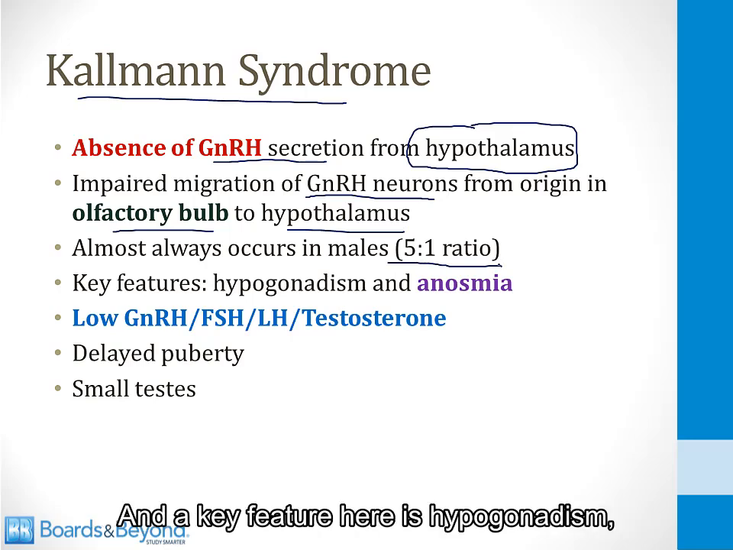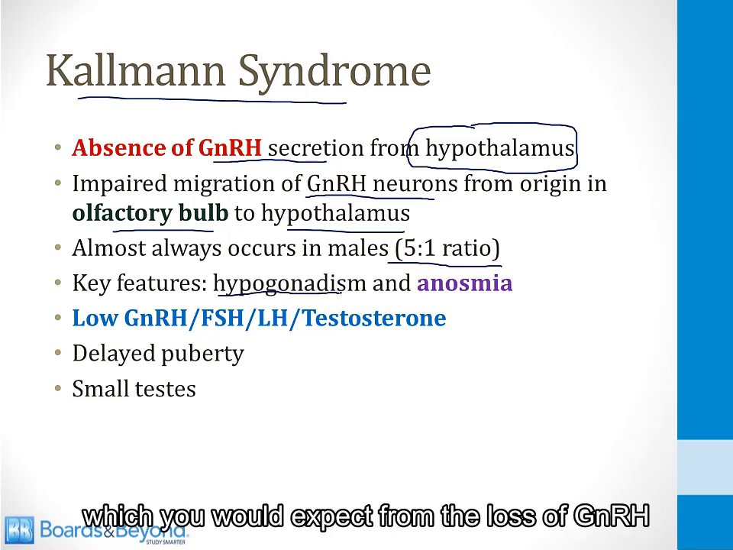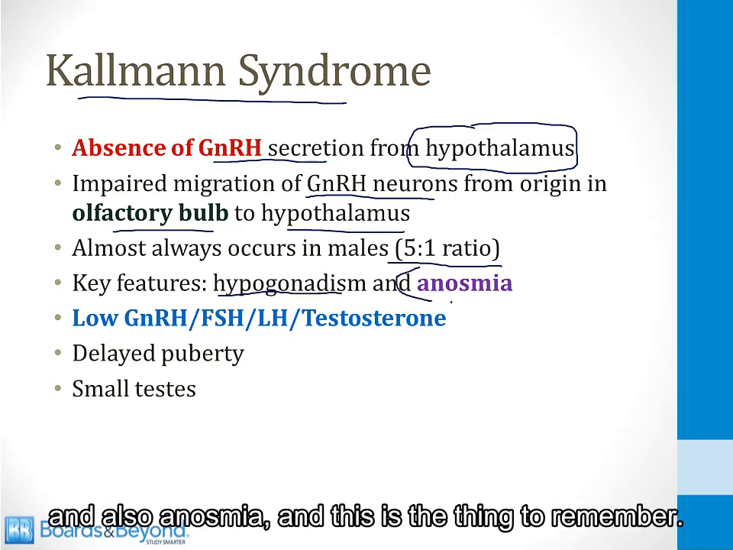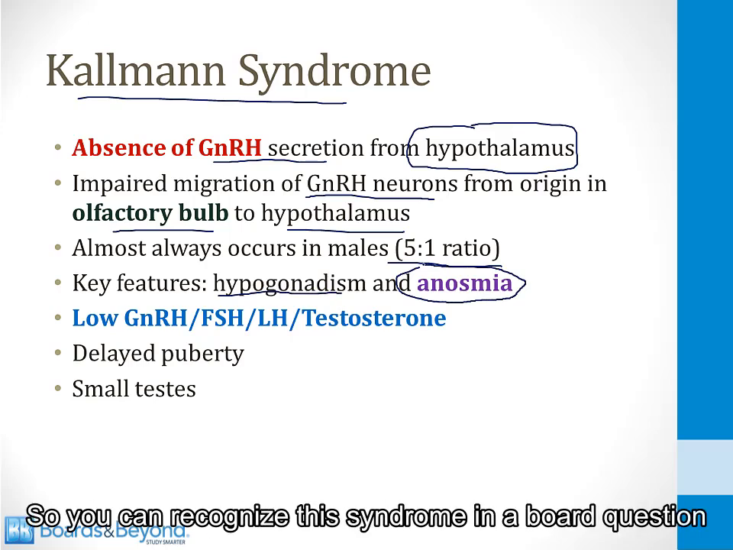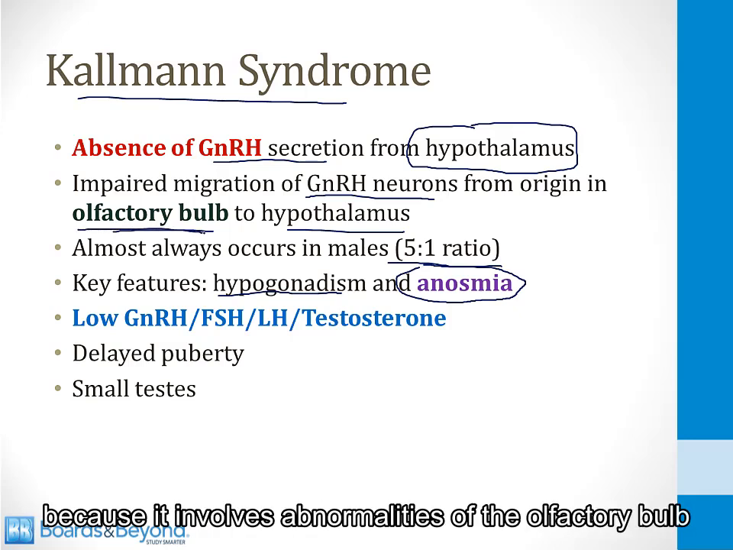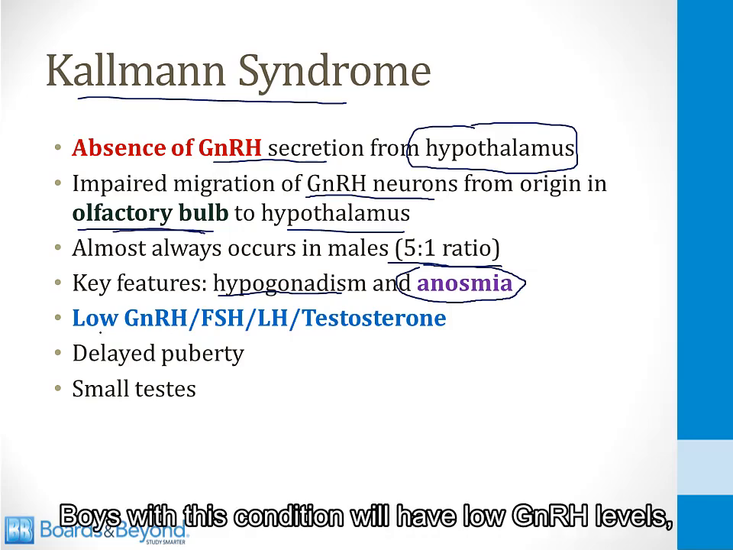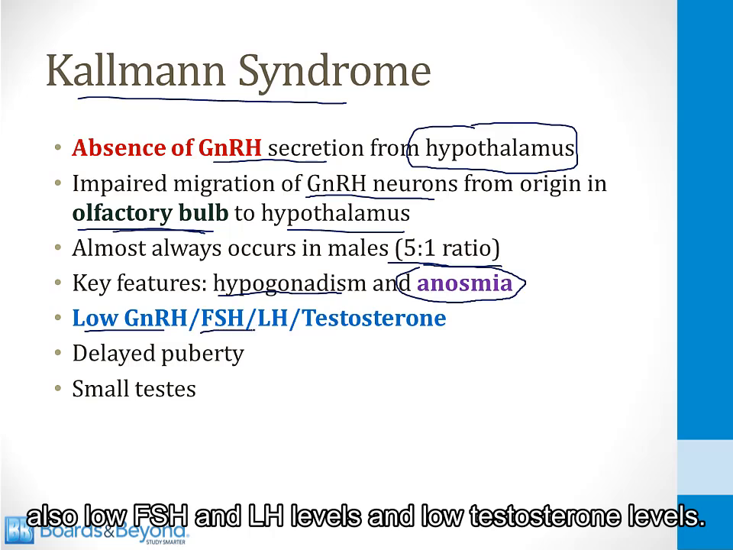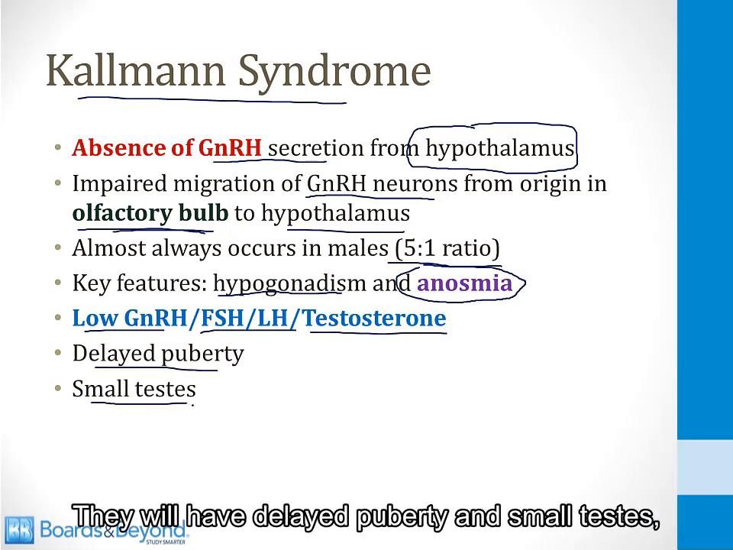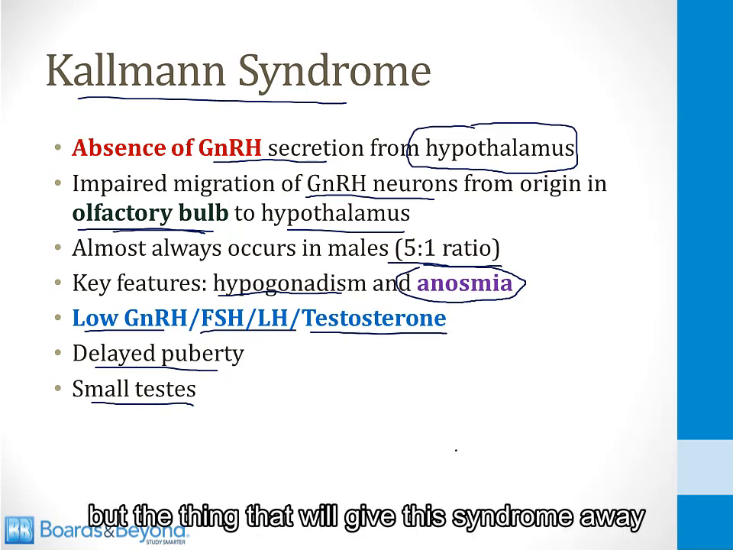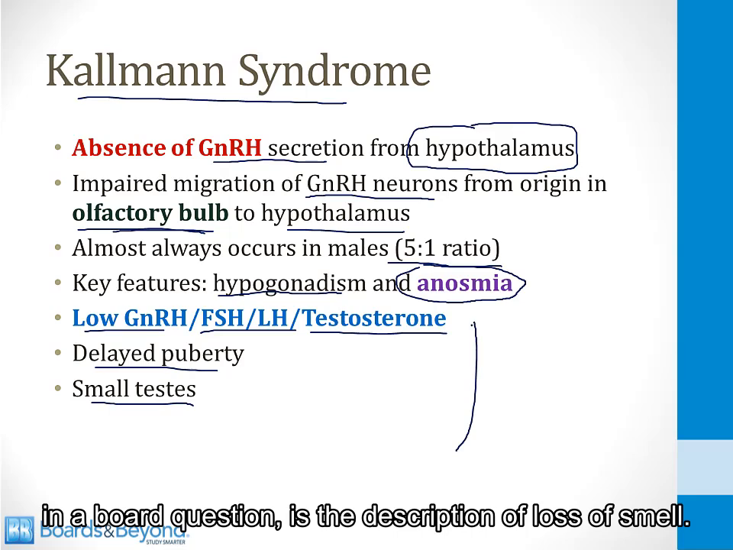A key feature here is hypogonadism, which you would expect from the loss of GnRH, and also anosmia. And this is the thing to remember so you can recognize this syndrome in a board question. Because it involves abnormalities of the olfactory bulb, these people often cannot smell. Boys with this condition will have low GnRH levels, also low FSH and LH levels, and low testosterone levels. They will have delayed puberty and small testes. But the thing that will give this syndrome away in a board question is the description of loss of smell.